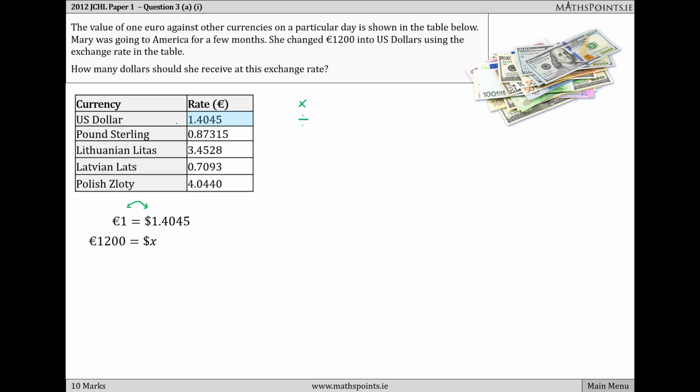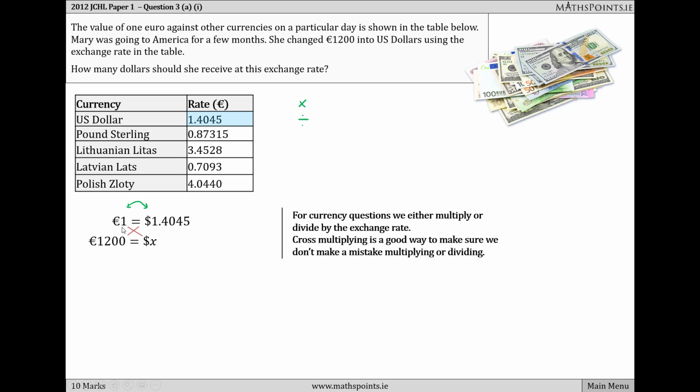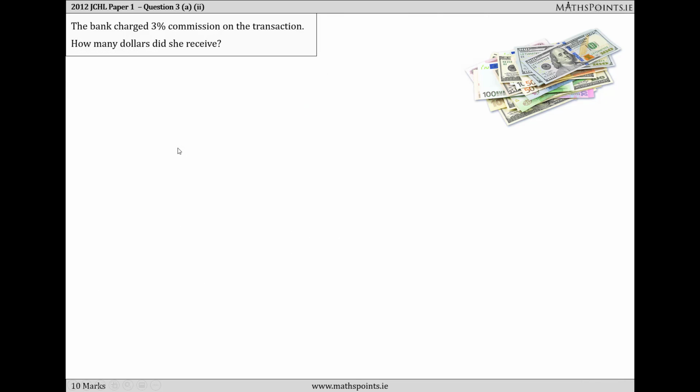If we've been given one of the foreign currency amounts and we want to find the euro equivalent, we're going to divide. It can be helpful when deciding whether to multiply or divide to cross multiply these figures here. So we can see that 1 times x will be equal to 1,200 times 1.4045. In this example, we're going to multiply our euro amount by the amount of dollars we get per euro. When we do this, we can see that the equivalent amount to €1,200 is $1,685.40.